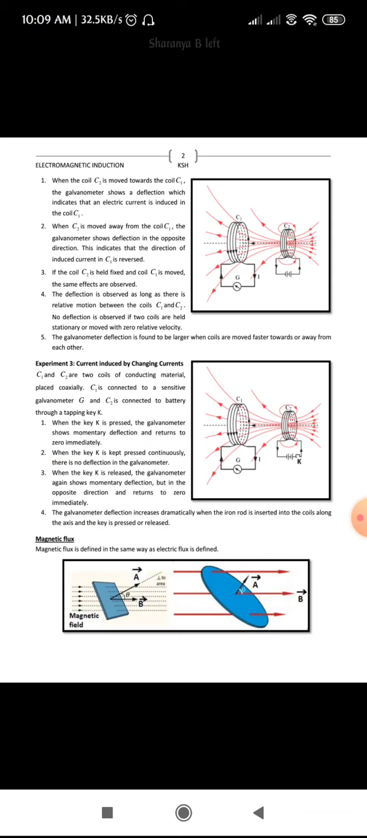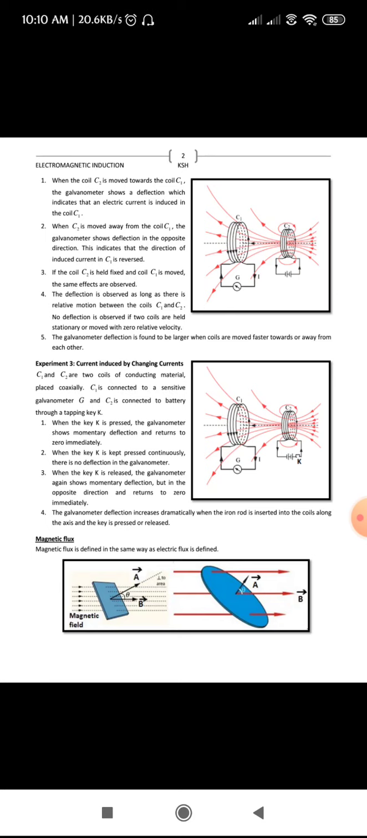momentary deflection. That means the current starts to flow, step by step. It increases by step. At some point the current becomes saturated, the value of current doesn't increase. Similarly, when you release this tap key, again the current in the circuit decreases step by step, and it comes to 0. Okay, so this is the use of this tap key here.